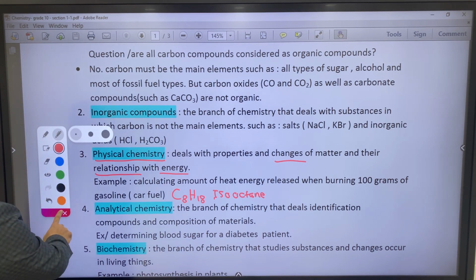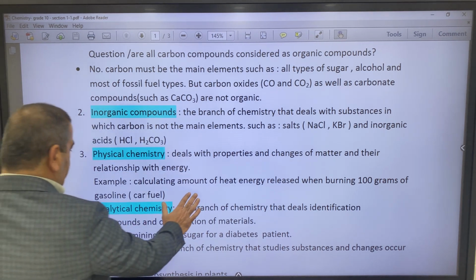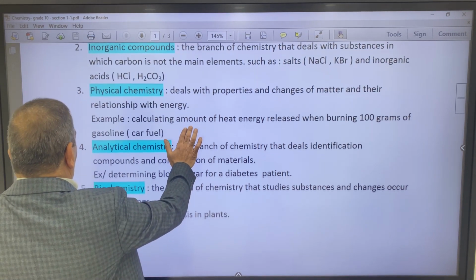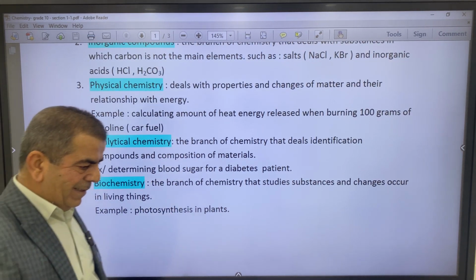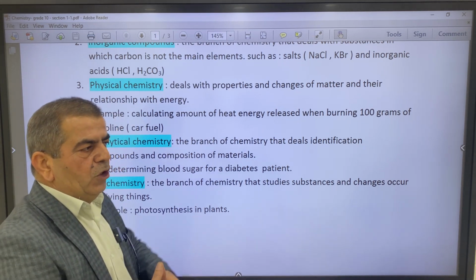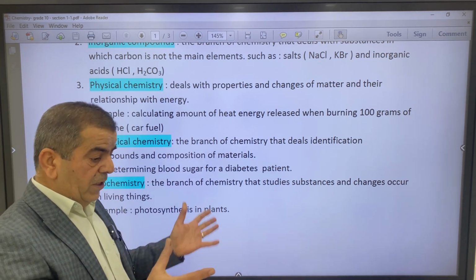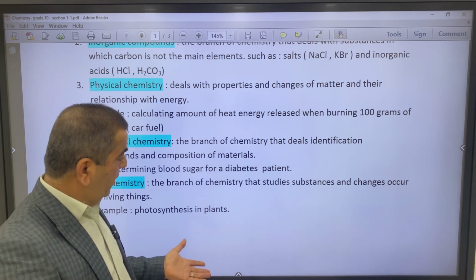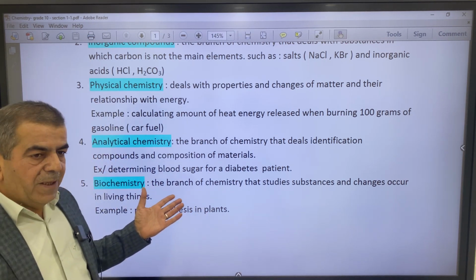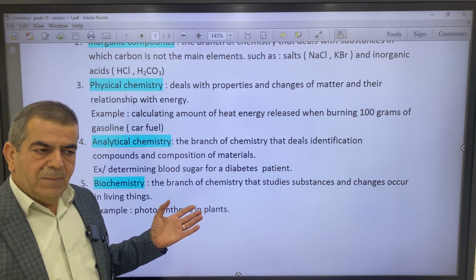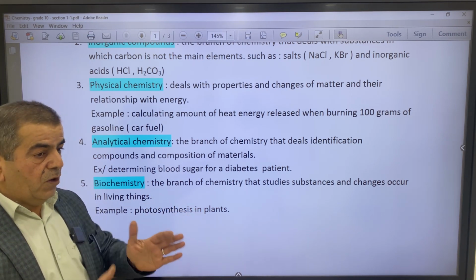Okay, now let's move forward. The fourth one is analytical chemistry. Analytical means analysis. You analyze something, you want to know its composition, what it is made up of. And also, you need to know the percentage of the substances that form this sample.